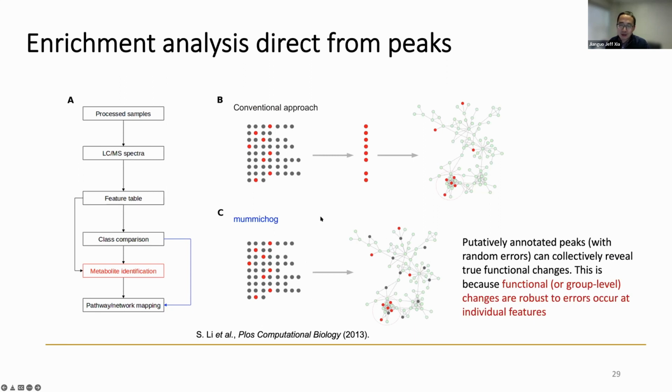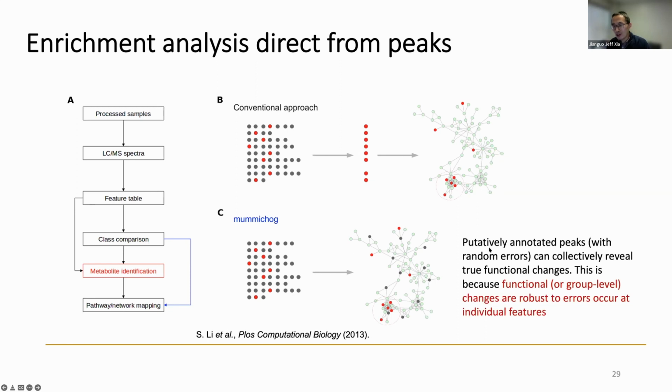this, assumed to be a high resolution mass spec, because high resolution naturally has errors incurred in the data. Based on that, we further do the putative annotation of the peaks. And this putative annotation of peaks will contain errors. But if we assume the error is random, we hope it is random, then they will reveal the true functional changes.